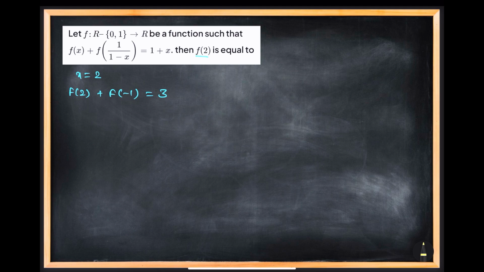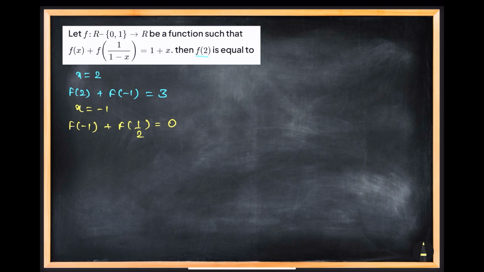Never. So how will you respond? You will now try to find out f(-1). So how will you do that? Just replace x with -1 in the given equation and let's see what happens next. So we got f(-1) plus f(1/2), because 1 minus (-1) becomes 2, equals 0. Is that okay?